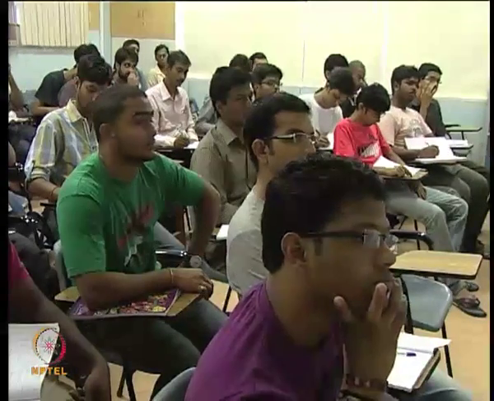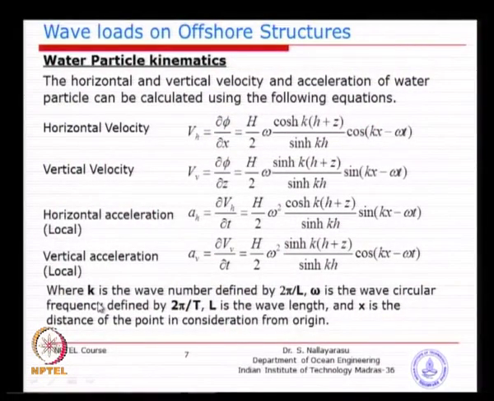What is defined here is that the wave number is 2 pi by L, where L is the wavelength, and omega is the wave circular frequency defined by 2 pi by T, and x is the distance of the point of consideration from the origin. You must remember the origin is defined at the center of the domain.